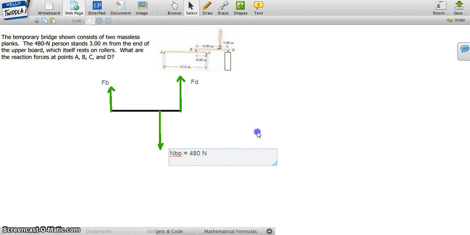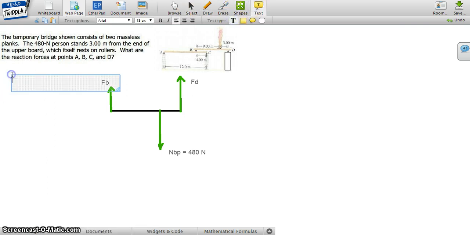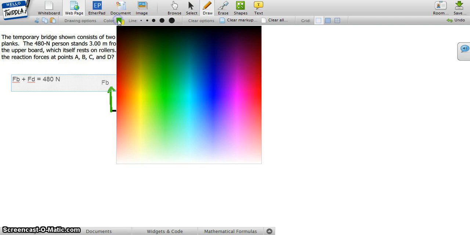Okay, so now I need to figure out both FB and FD. I could write an equation for this, and the equation would be FB plus FD equals 480 newtons. But that doesn't really help me a whole lot because I don't know either one of them, so two unknowns. So I'm going to have to use the torque idea, and I'm going to put the pivot point down near one of the ends.